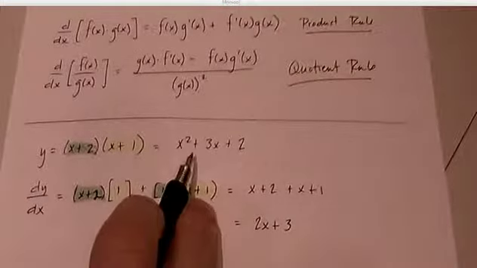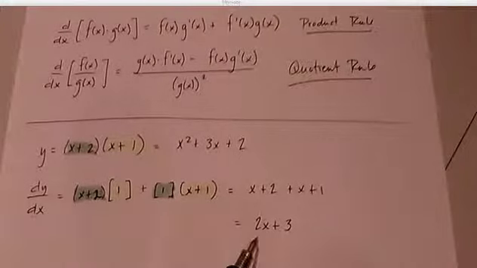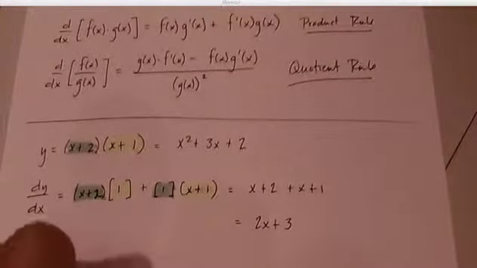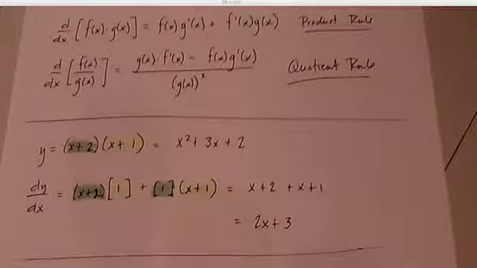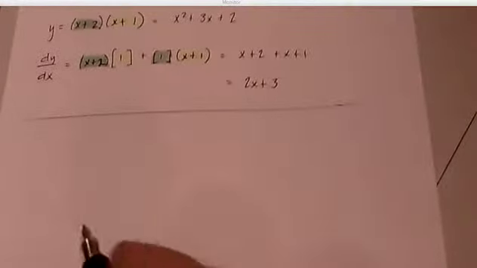Now, if you were to differentiate this term by term, what would you get? Well, of course, you would get 2x plus 3, okay? Now, there are ones that it's just absolutely asinine to try and do by the product rule. This is one of them. There are ones that are sort of in the middle ground somewhere.